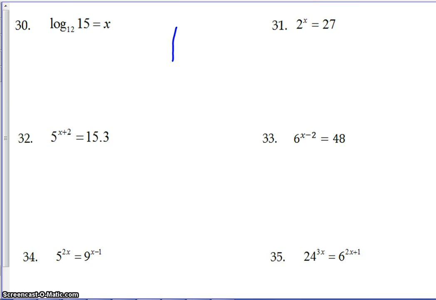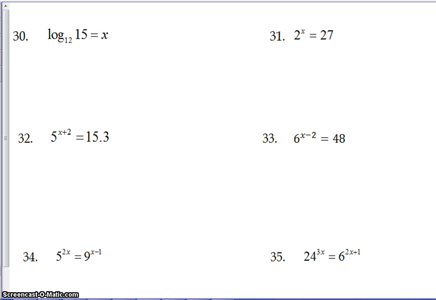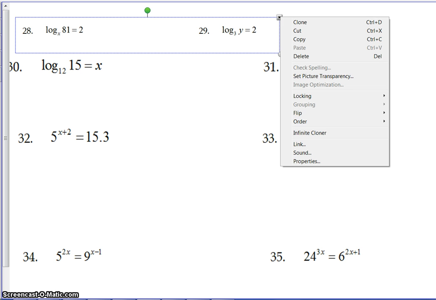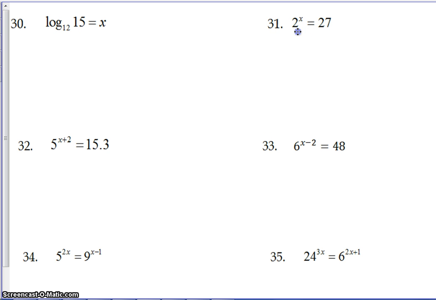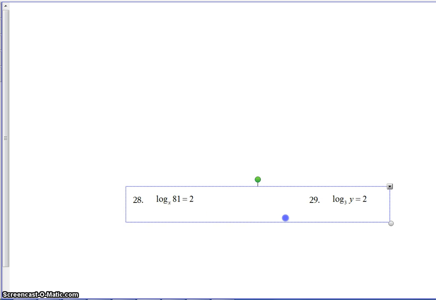I'm sorry here, guys. I lost a set of problems. I apologize greatly. I gotta get them back here. I have them hidden. I'm going to cut that. Sorry about this. Get them a little bit spread out here. There we go. There we are.